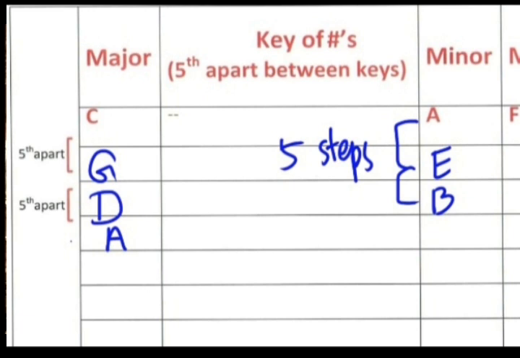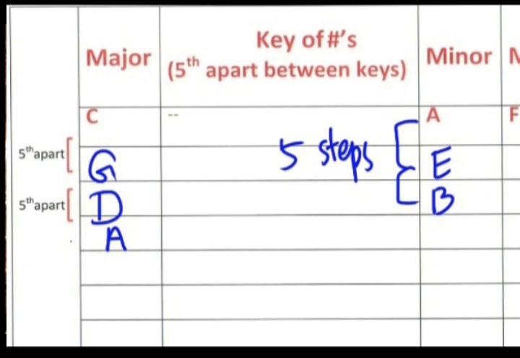So starting from C major, count 5 steps. C, D, E, F, G. So the next key is G major, then G, A, B, C, D. So the next key is D major, and so on. The same for the rest of the keys. Starting from A minor, also the same.